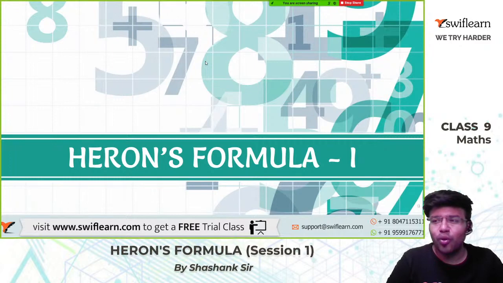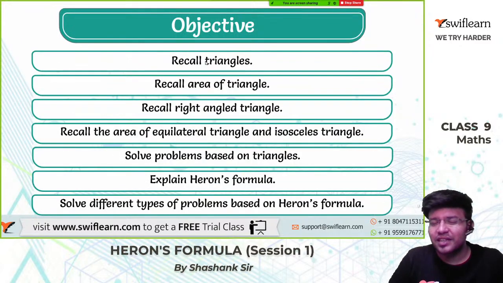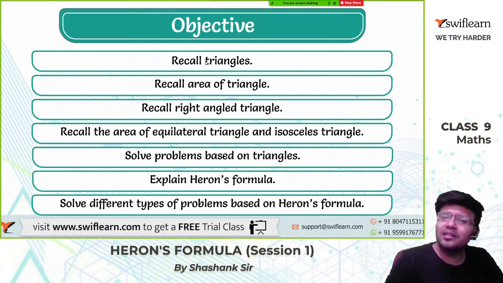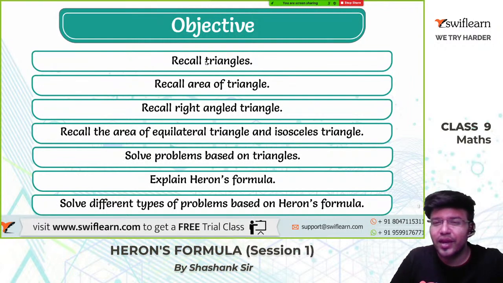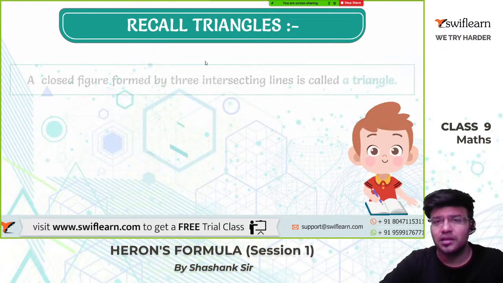Today's topic of discussion is Heron's formula. This is for class 9th. The objective of today's class is: let us recall different types of triangles, the area of the triangle, and what a right angle triangle is. Let us recall the area of an equilateral triangle and an isosceles triangle, and solve some problems based on triangles and their areas. Let us learn the new thing today, which is Heron's formula, and solve different types of problems based on Heron's formula.